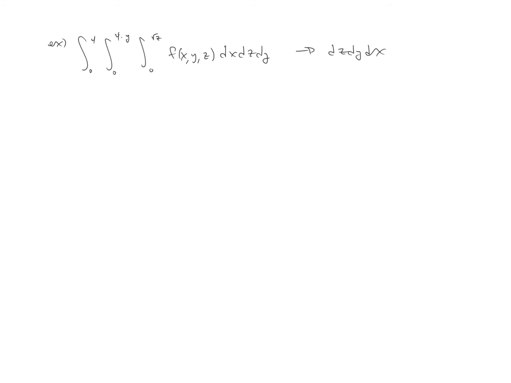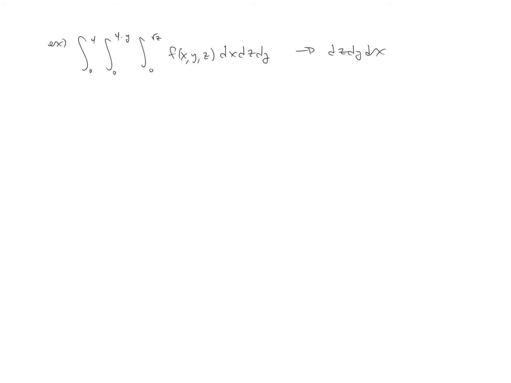All right, so now we're going to take a look at an example where we're given this triple integral in a very specific order, dx, dz, dy, and they want us to now convert this to dz, dy, dx. So much like we did in an earlier video with double integrals, first thing I would do is identify what all of this stuff is.